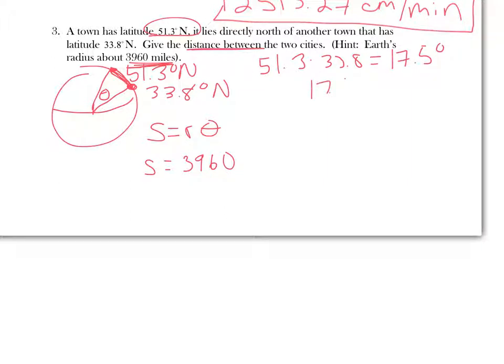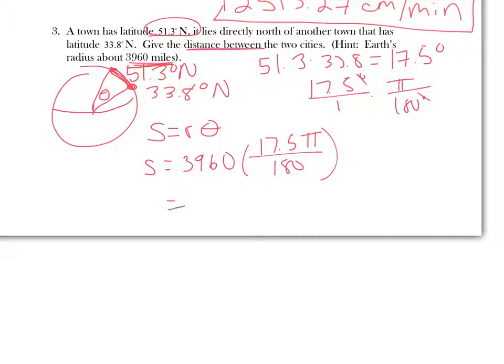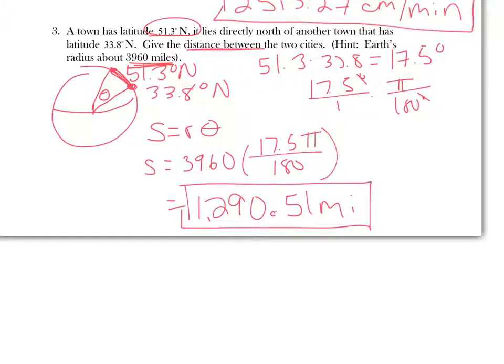Convert that. So 17.5 degrees. The conversion is pi over 180 in this case. So then my theta is 17.5 pi over 180. Do that in your calculator, all in one step. I got, if I did it correctly, 1,290.51 miles. So about 1,290 miles between those two random cities.